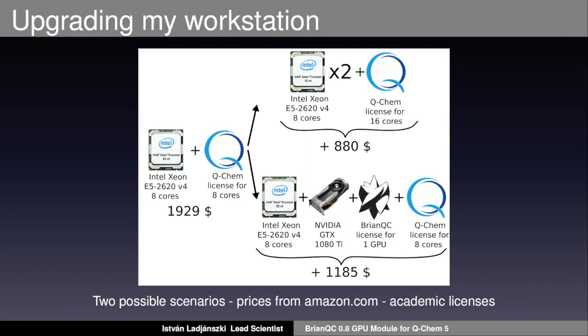And in the other scenario, you still have your Intel 8-core CPU and you still have your Q-Chem license for 8 cores, but instead of doubling it, you buy an NVIDIA GTX 1080 Ti and a 1 GPU academic license for BrianQC. As it can be seen from the slide, you have to spend approximately $300 more to get the BrianQC setup instead of doubling your own. All the prices here are from Amazon.com, so you can check the numbers.